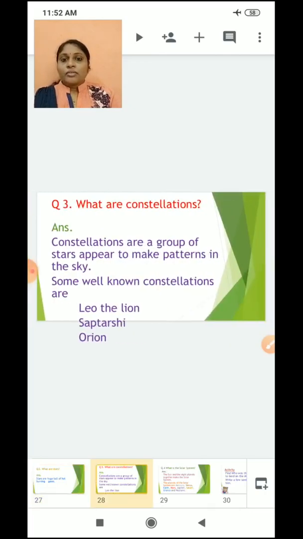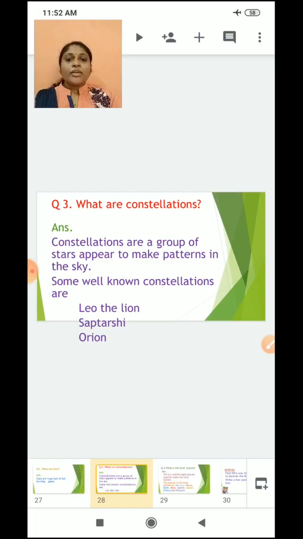Third one. What are constellations? And the answer is constellations are a group of stars appearing to make patterns in the sky. Write the answer. Constellations are a group of stars appearing to make patterns in the sky.